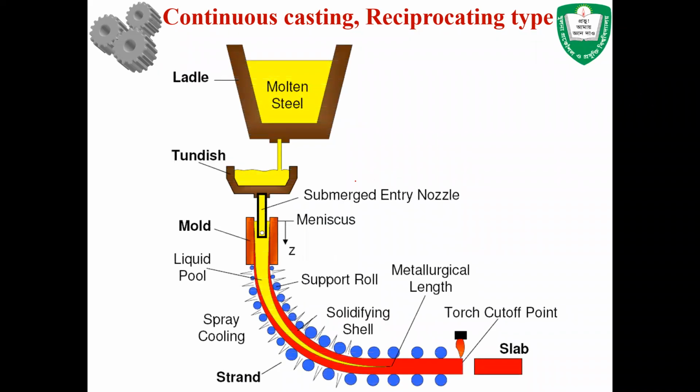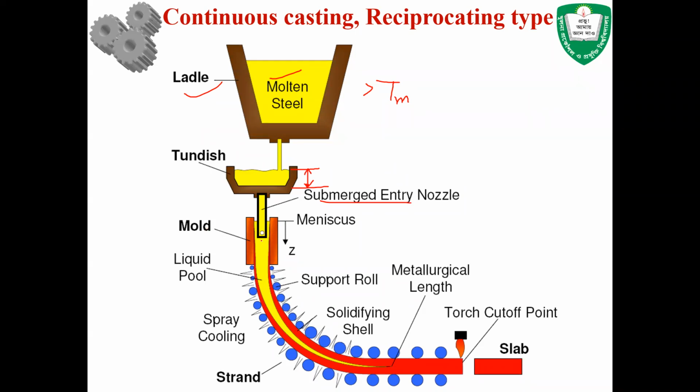And to visualize how the state of the material is changing: in the ladle, the material is completely liquid at a very high temperature, that means greater than the melting point temperature. If you say that Tm is the melting point temperature, it is much higher than the melting point temperature of the molten metal. And then that material comes into the tundish, where you maintain a constant height, and then it comes through the entry nozzle.